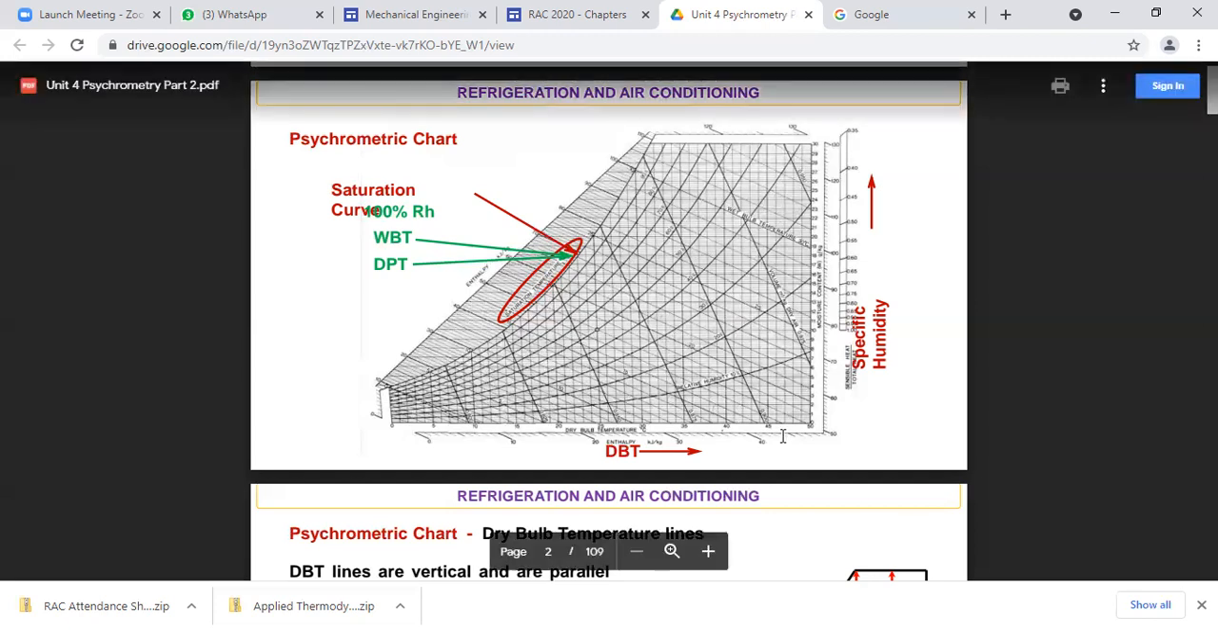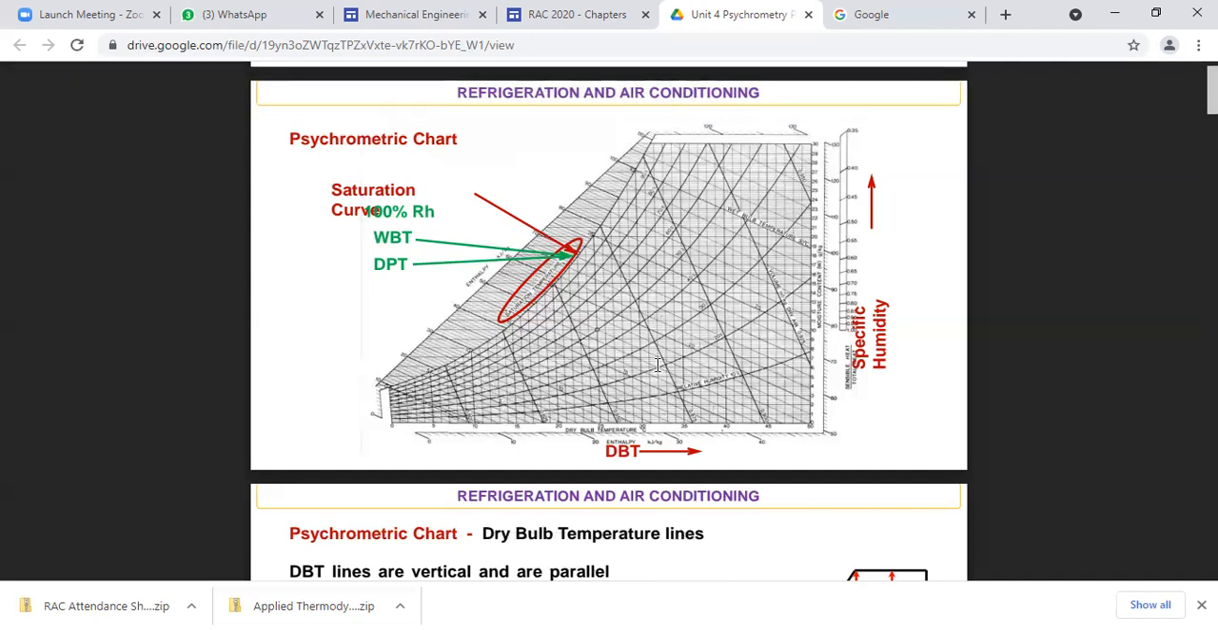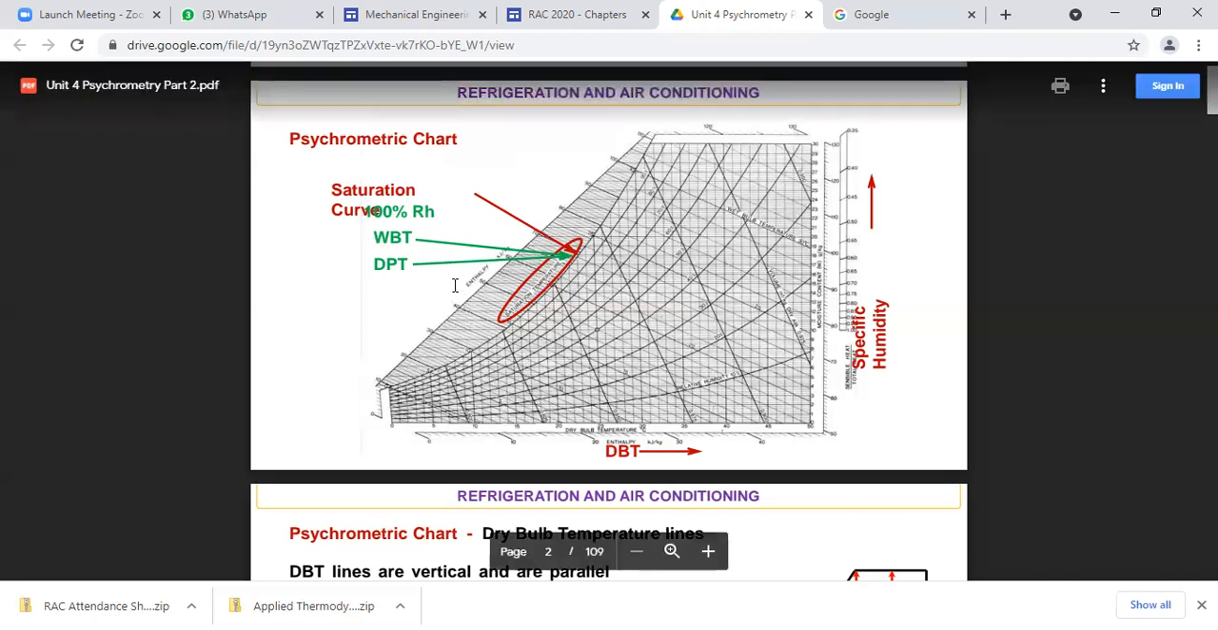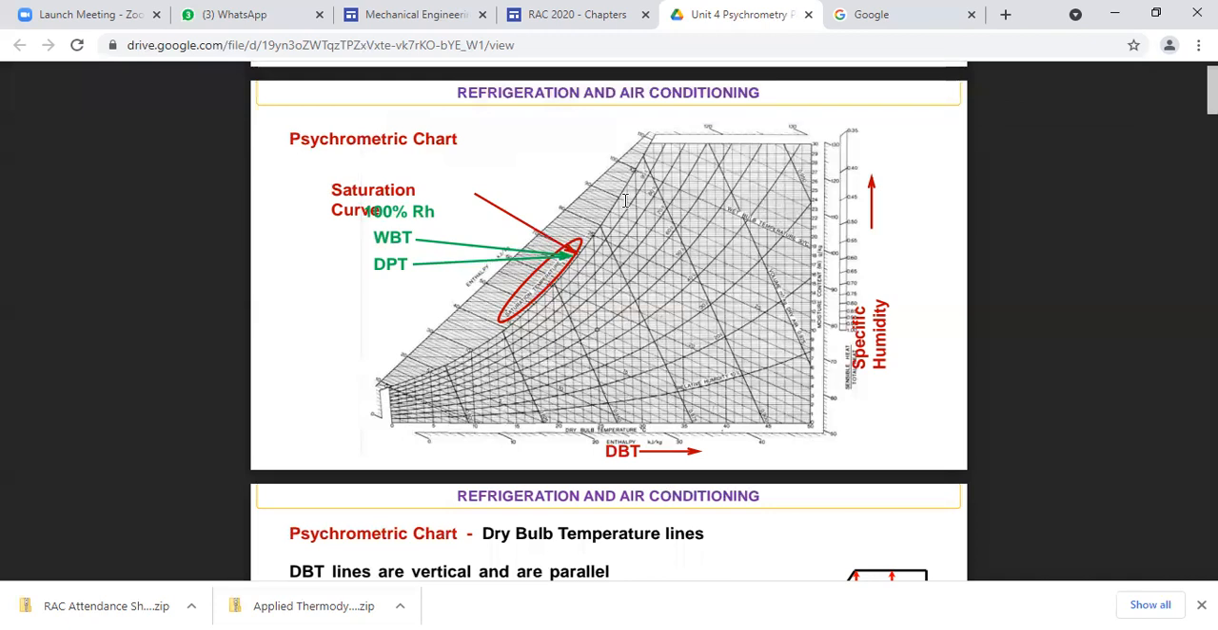Now this is the psychrometric chart you can observe on the screen. On the x-axis we have plotted the dry bulb temperature, and on the y-axis we have plotted the specific humidity. In this region, this is the saturation curve, and we have plotted various properties such as the relative humidity, wet bulb temperature, and dry bulb temperature.